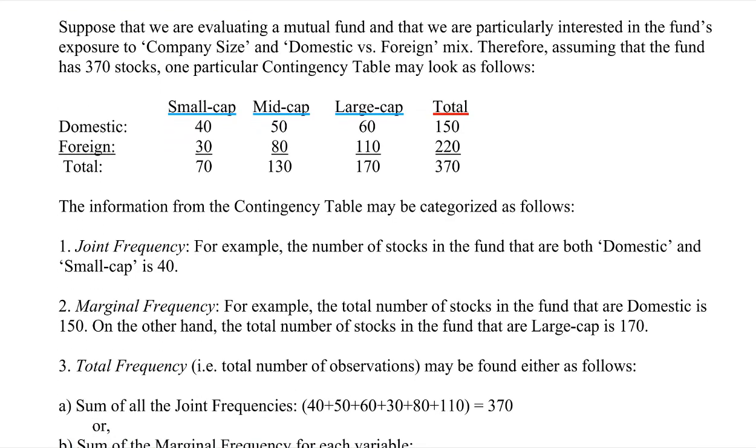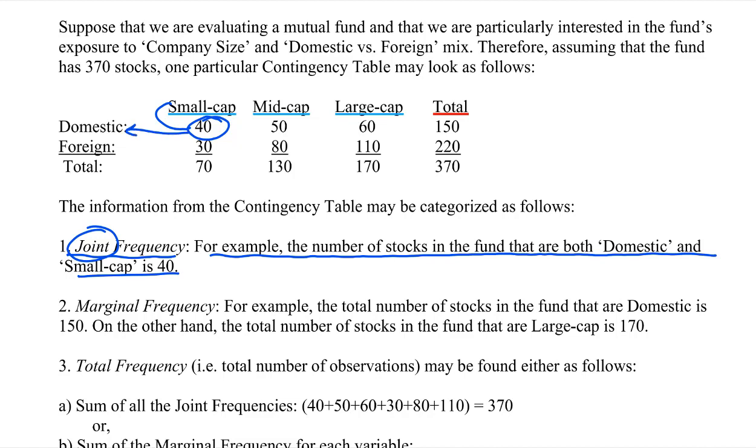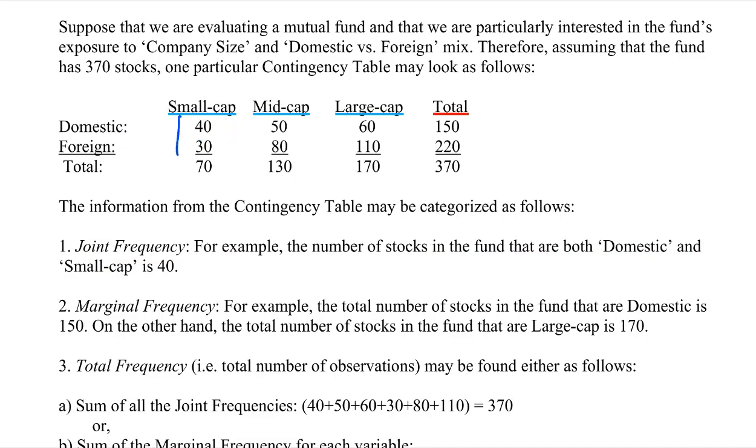Now the information from the contingency table may be categorized as follows. The first definition or terminology we need to be aware of is joint frequency. For example, the number of stocks in the fund that are both domestic and small cap is 40. This number 40 is referred to as joint because these 40 observations have both characteristics, and that's where the name joint frequency comes from. Similarly, anything in the table would be regarded as joint frequencies.